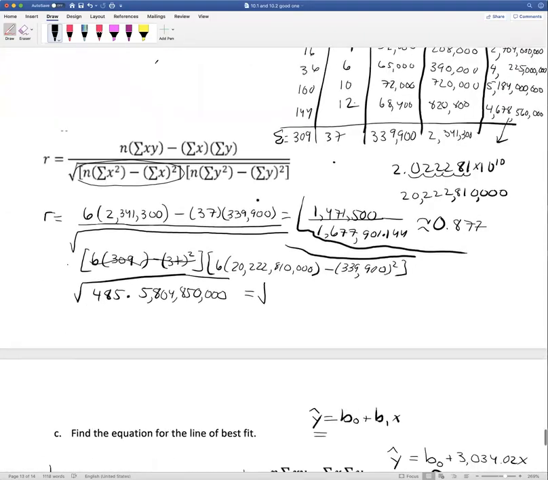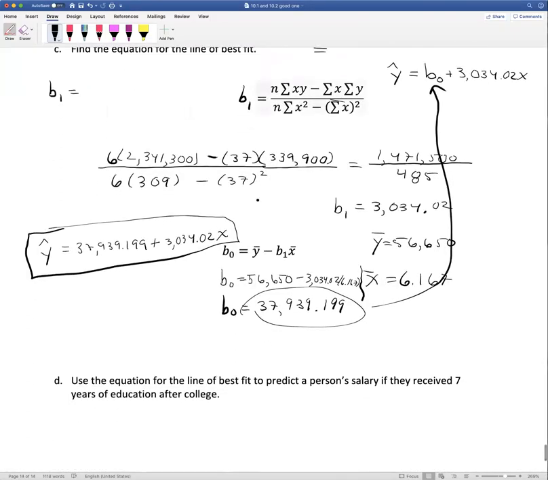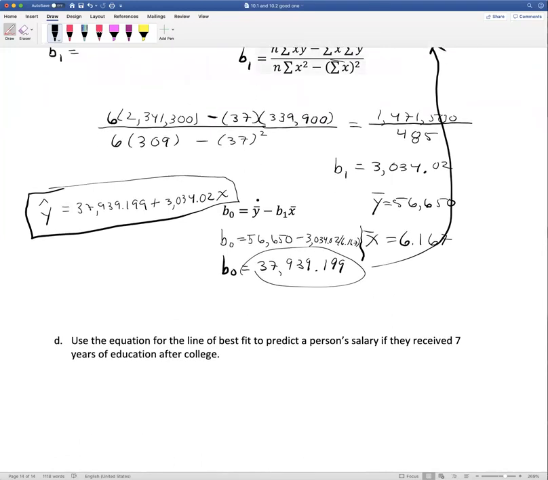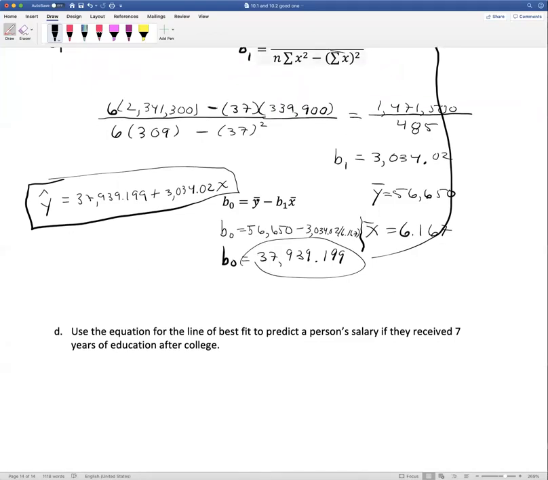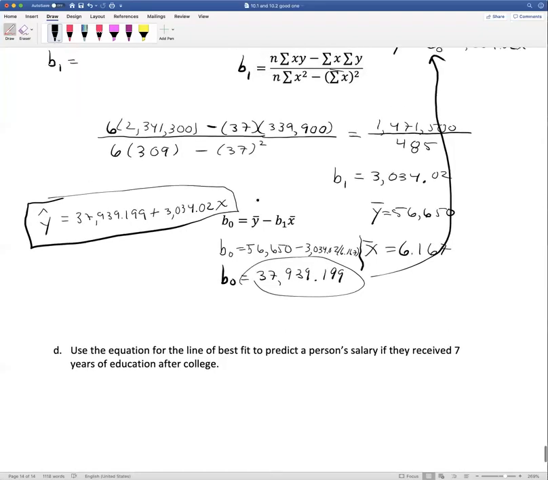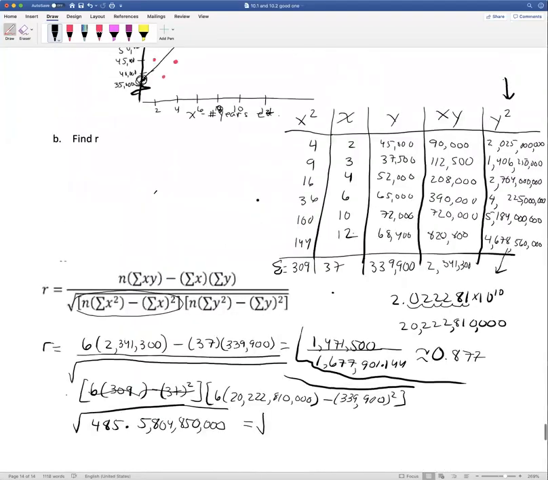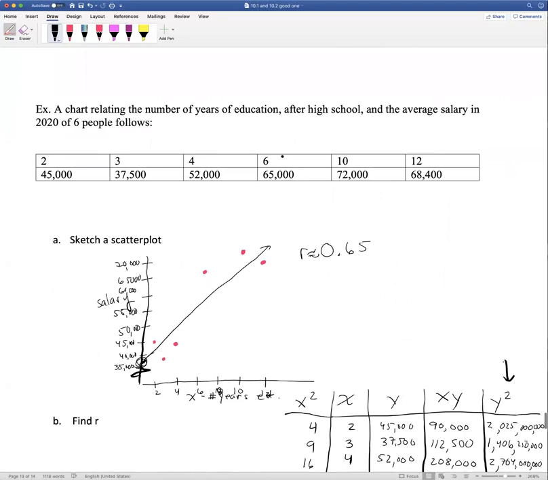So to end with this, again, as I've said before, one of the more important things that we can do once we have the line of best fit is use it to help us predict other information. So let's use the equation for the line of best fit to predict a person's salary if they receive 7 years of education after college. We don't have information on 7 years, right? We have 6 years and we have 10 years, but we don't have 7 years.